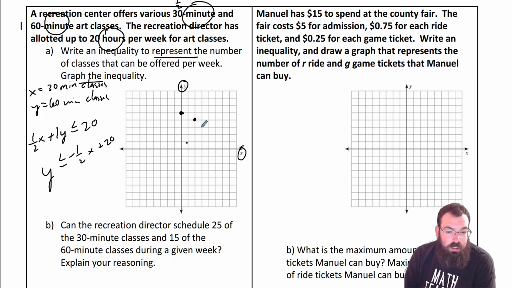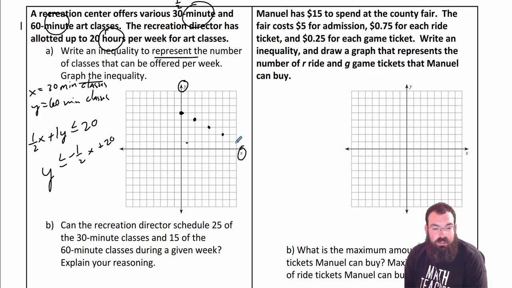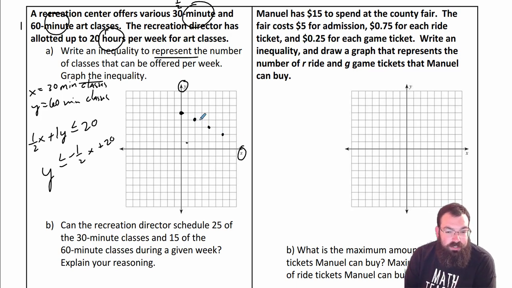Down 1 and over 2. And you can continue that trend. So, let's do that. All right, let's graph our line, which is going to be a solid line because it's less than or equal.